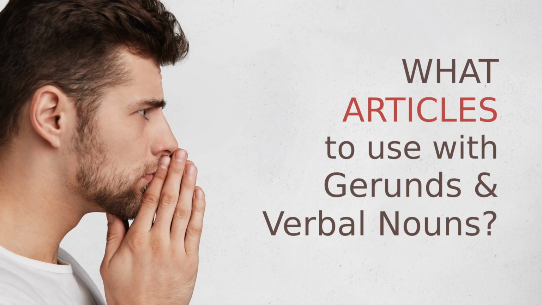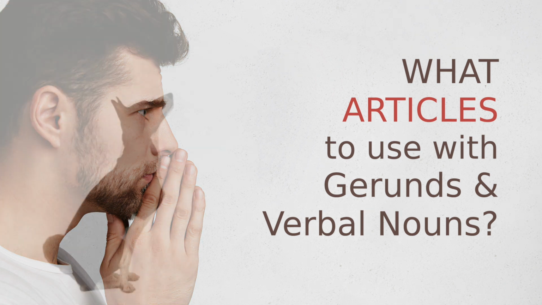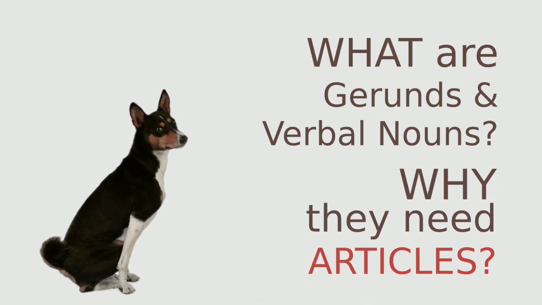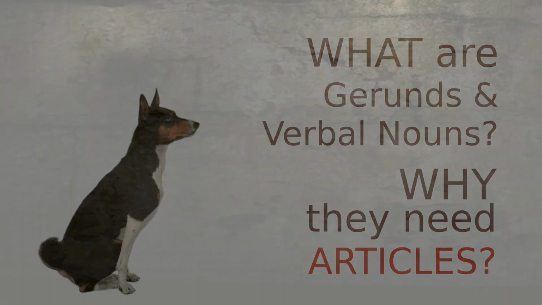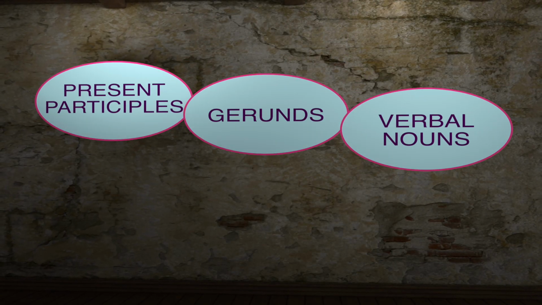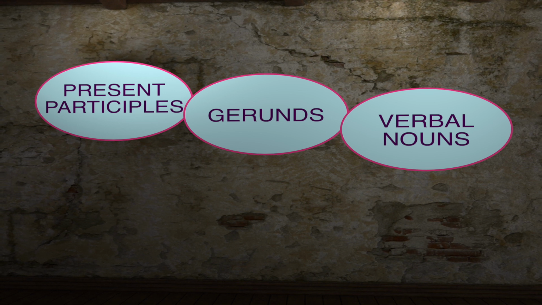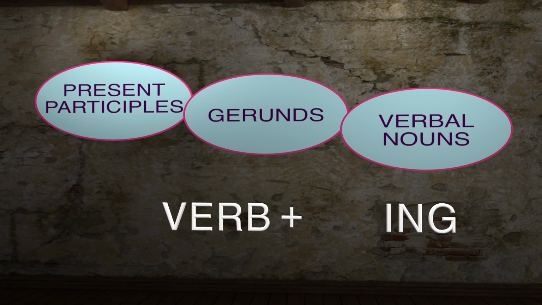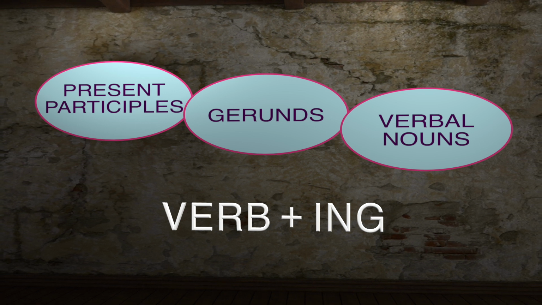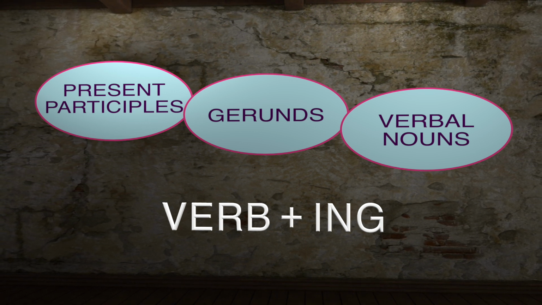Okay, before we start looking at what articles to use with gerunds and verbal nouns, we need to do a quick review of what they are, and therefore why we might need to use an article with them in the first place. Present participles, gerunds, and many verbal nouns are all formed by taking the base verb and adding the ing suffix. They all look exactly the same, which can be a bit confusing.